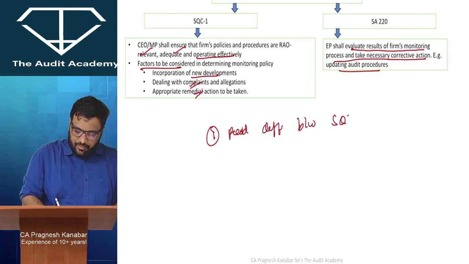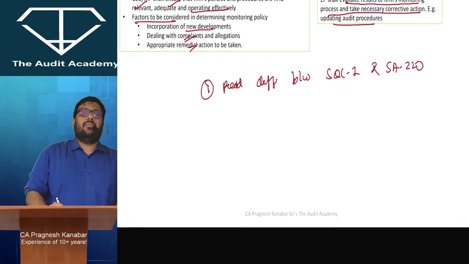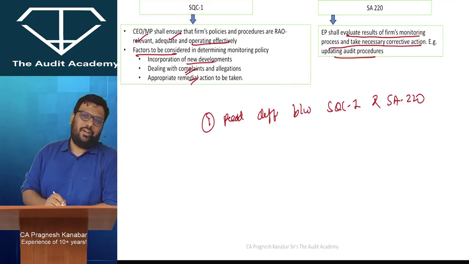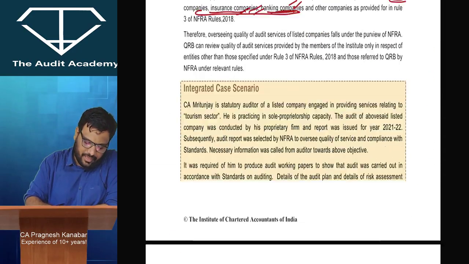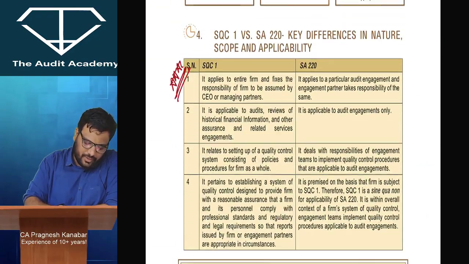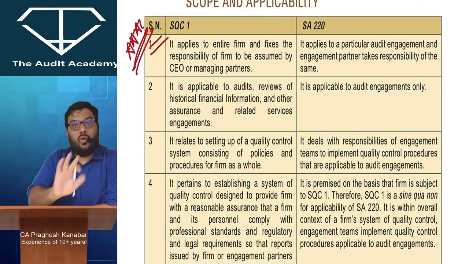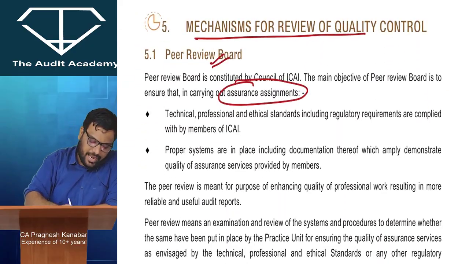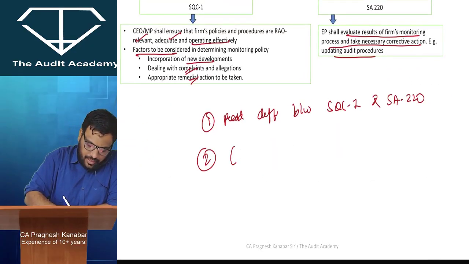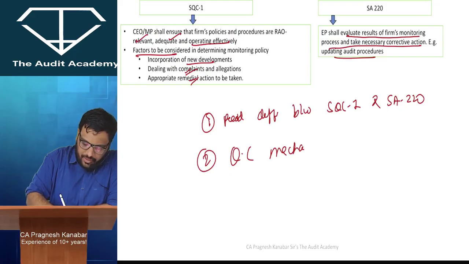difference between SQC1 and SA 220. Let me tell you, I have already taught you the difference. That SQC1 is at the firm level, SA 220 is the audit engagement level. But you know what? Still, at least once you should officially read this difference. Okay? You will easily understand it, don't worry. After that, there are quality control mechanisms given.